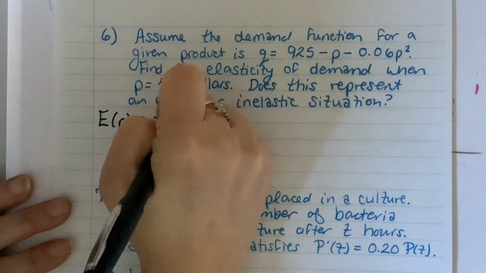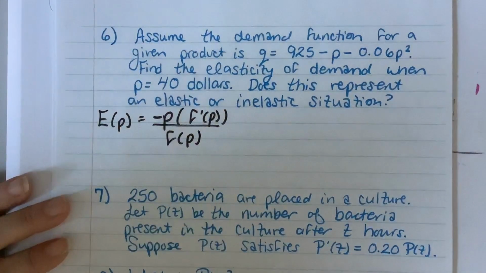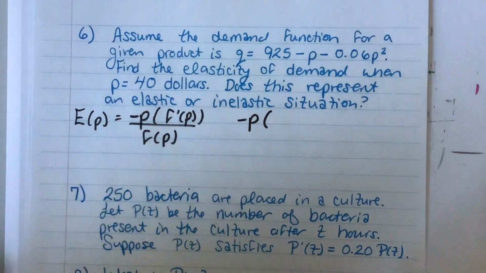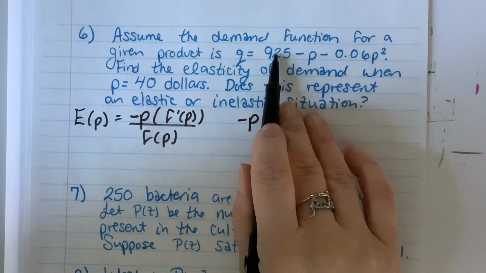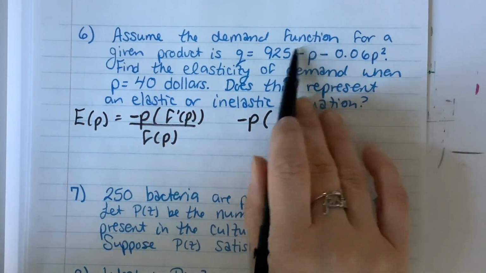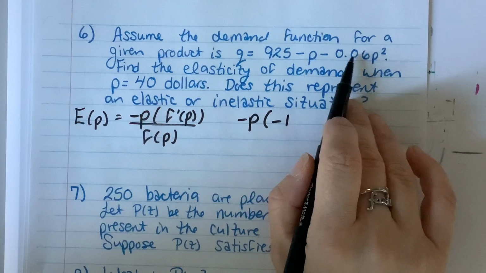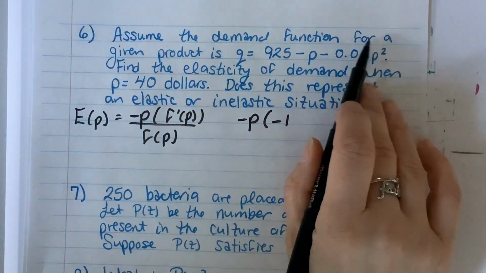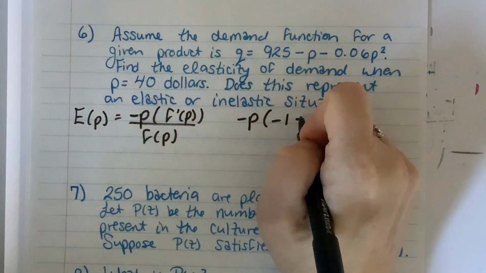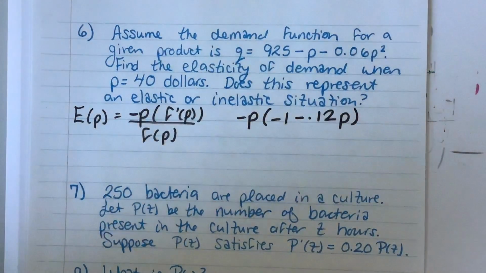The formula is negative P times the derivative all over the original. So I would take negative P times, we have to find the derivative of the original function. The derivative of 925 would be 0. The derivative of negative P is negative 1. The derivative of negative 0.06 P squared, the 2 will come out front and be multiplied, making it negative 0.12, and it would just be P.